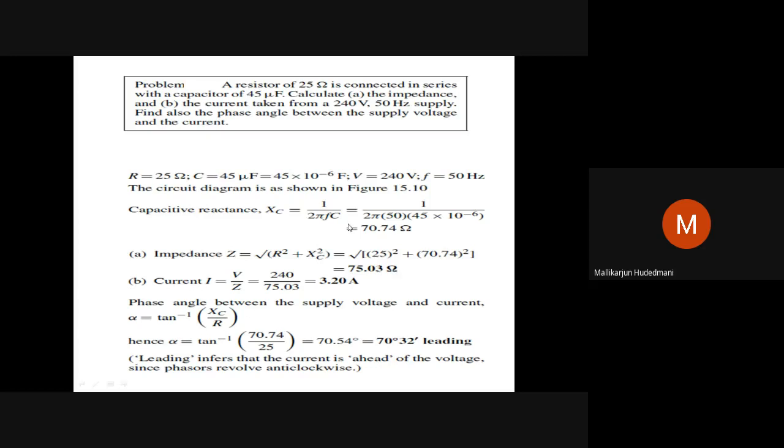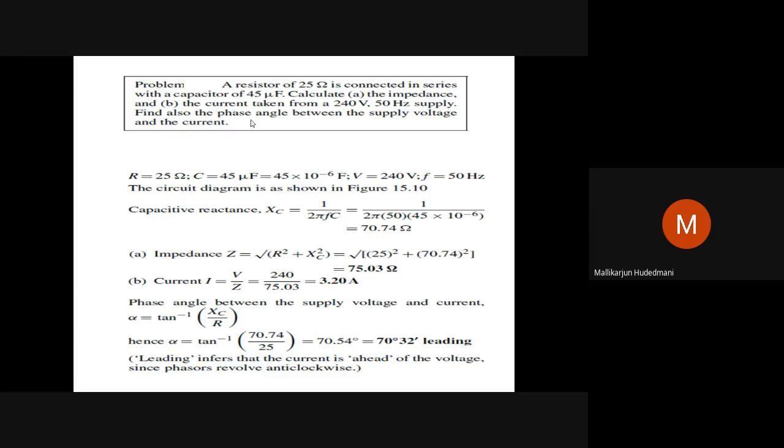So therefore, current is 240 divided by 75.03, which leads to 3.2 ampere. So this is the second requirement. Now, what is the next statement they have given? Find also the phase angle between supply voltage and current. So what do you understand by this text here? It is the power factor angle they are demanding.